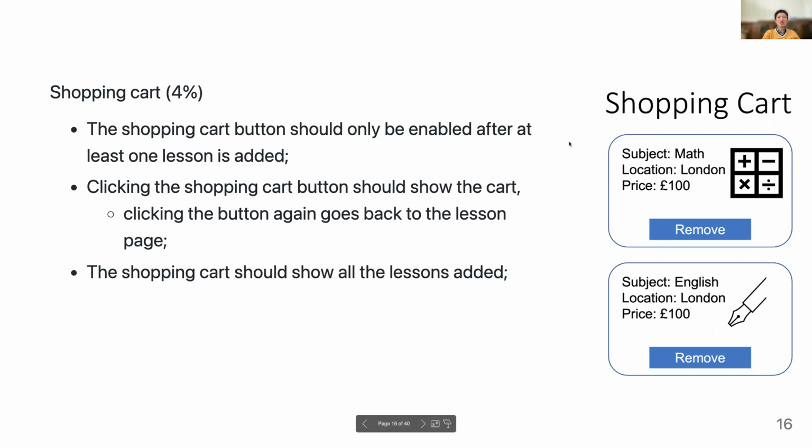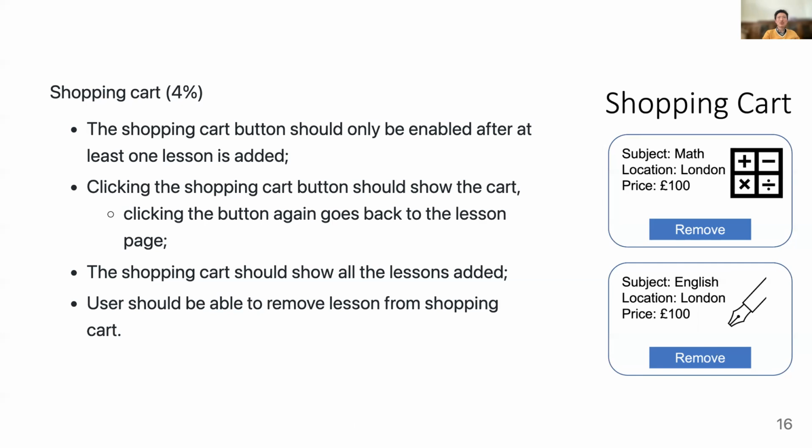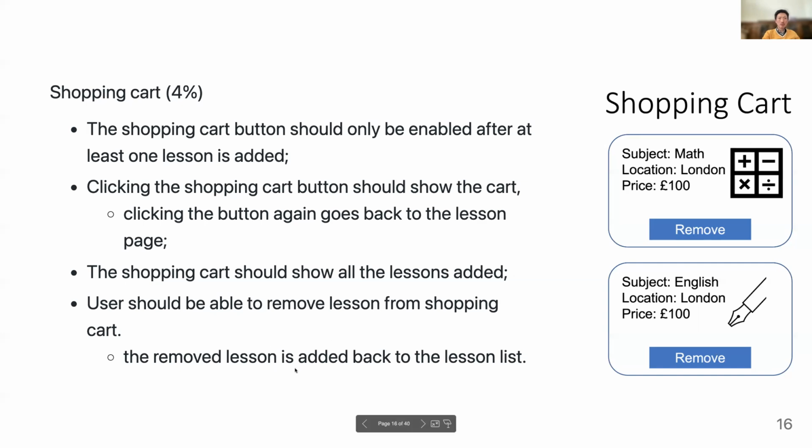The shopping cart should show all the lessons added. So maybe I add 2 lessons, 1 English, 1 math, and 1 more English. That should display everything that's been added. And the user should be able to remove lessons from the shopping cart. So you have this remove button, and the user can click it and remove that from the list. The removed lessons should be added back to the lesson list. So for example, if I remove the math lesson from my shopping cart, then the number of spaces in the lesson list should go back to 5, because nothing is being taken from the inventory.